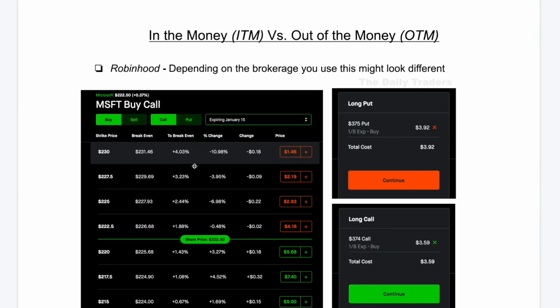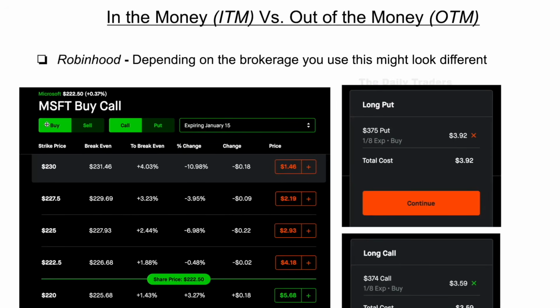Okay, so what is an out of the money call? Now that is going to be anything the opposite direction, anything above the in the monies, which is going to be anything above $222.50. These are going to be out of the money. The 225, the 227.5, the 230. Okay, so that's going to be if you want to buy a call. That's in the money, that's out of the money.